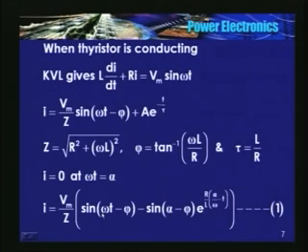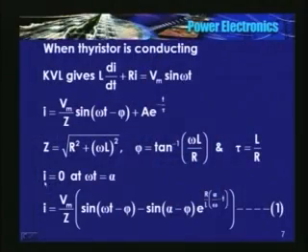See, I will show you the equations. This is the equation. The solution looks like this, or solution can be given by this equation: Vm by Z sine omega t minus phi plus A into e to the power minus t by tau. We had derived this equation in the very first lecture in converters, where Z is equal to square root of R squared plus omega L squared, phi is tan inverse omega L by R and tau is L by R. So how do I determine the value of A? The boundary condition is I is equal to 0 at omega t is equal to alpha. I told you that current becomes 0 much before the thyristor is triggered.